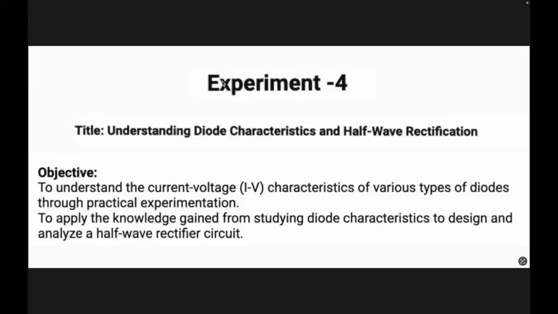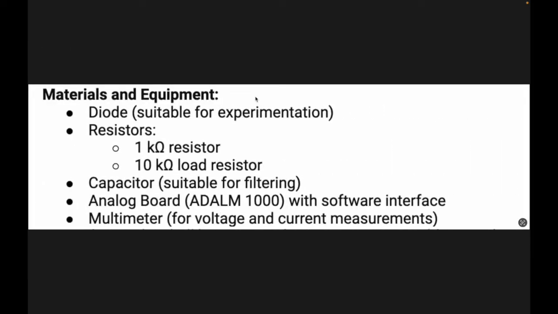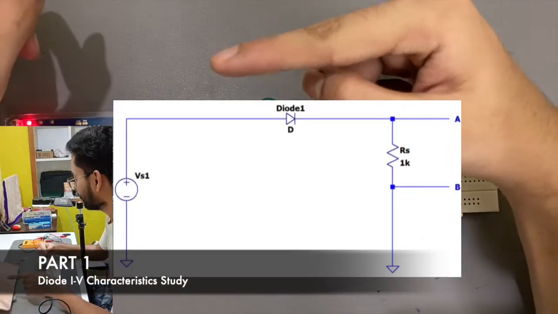In this experiment, I'm going to describe the current-voltage characteristics of various types of diodes, and also describe and analyze a half-wave rectifier circuit. For this experiment, we required some materials. We required a diode, resistors of 1 kilo ohm and 10 kilo ohm, a capacitor, the analog board ADALM1000, and a multimeter to measure voltage and current. This is my circuit, and here is the diagram of this circuit.